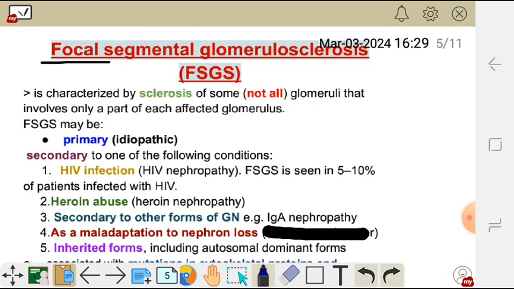Okay, now let's look at focal segmental glomerulosclerosis. In this condition, we have what we call sclerosis taking place in one part of the affected glomerulus. Remember, it's not all the glomeruli of the kidney which are affected. That's why it is called focal. And in that affected glomerulus, only a segment, only a part of that glomerulus, is affected.